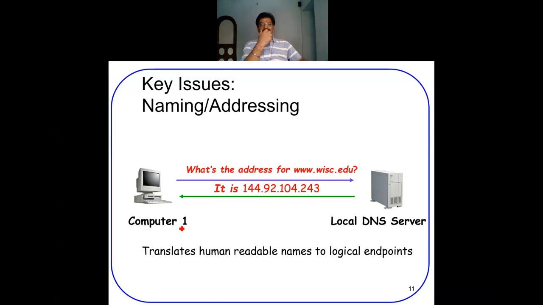Say computer one. What is the address for the specific site www.wisc.edu? This is a domain name. This domain name is translated to a specified IP address. This IP address for the domain name is defined by a specified sequence of numbers. This specified sequence of numbers is known as the IP address. That is a unique address, a unique virtual address associated with the domain name.